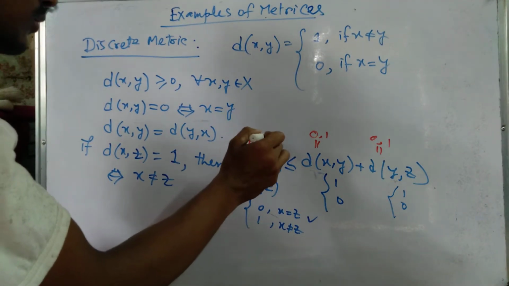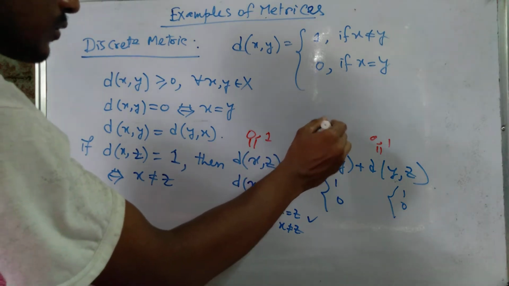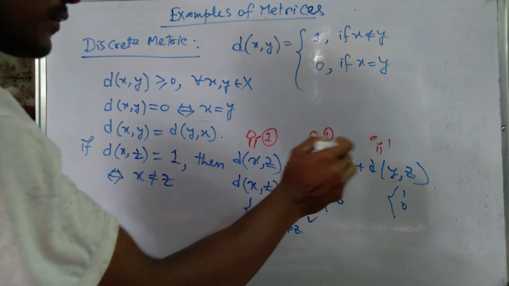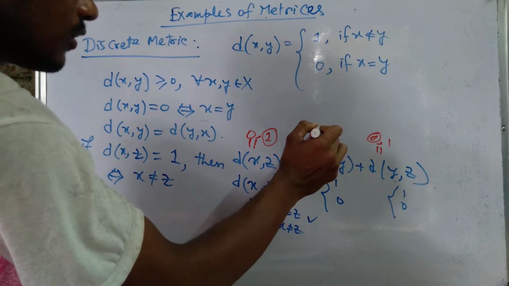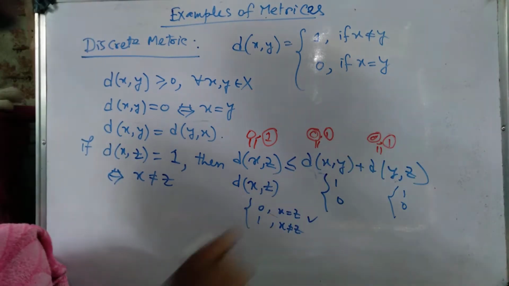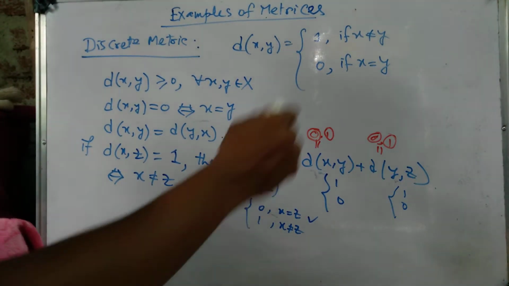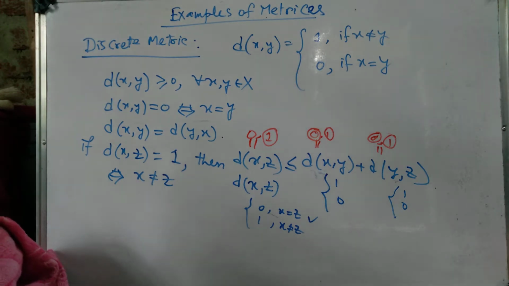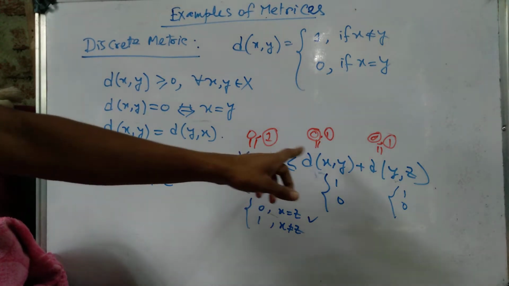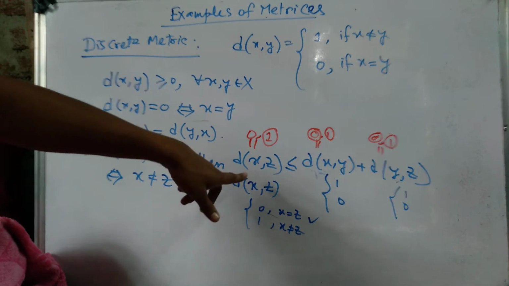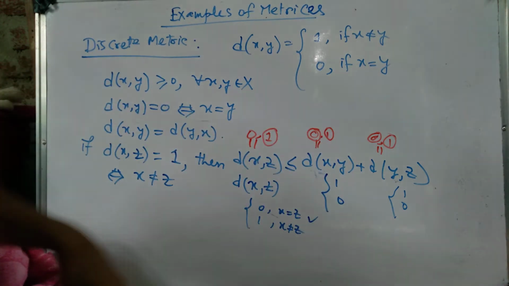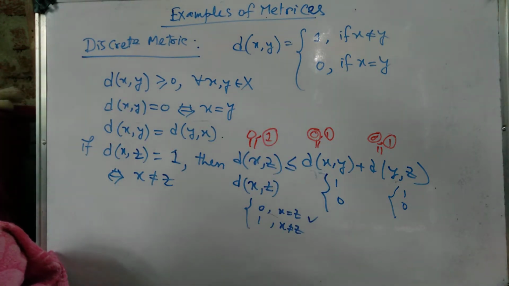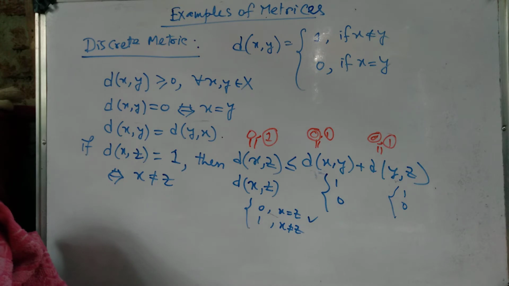If this one is equal to 1, then this one is just 1 0 or 0 1. These two possibilities come, or 1 1 comes. So 3 possibilities come. That means if this one equal to 1, then 3 possibilities come here. If this one equal to 0, then 4 possibilities come here. In this way we proved all properties of a metric. That means it satisfies all properties.